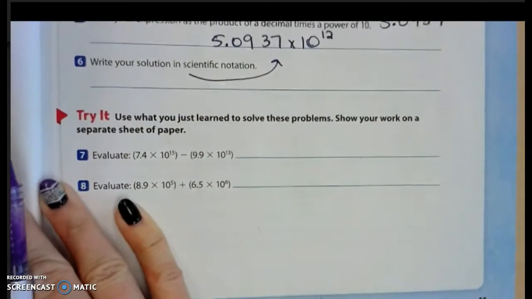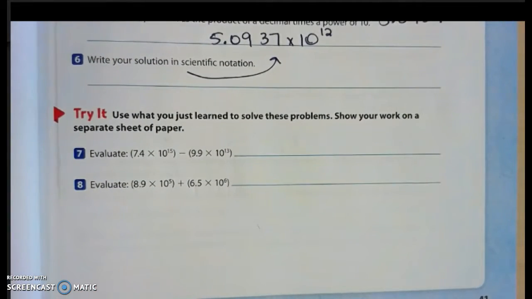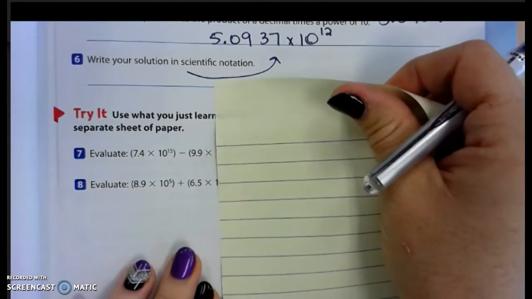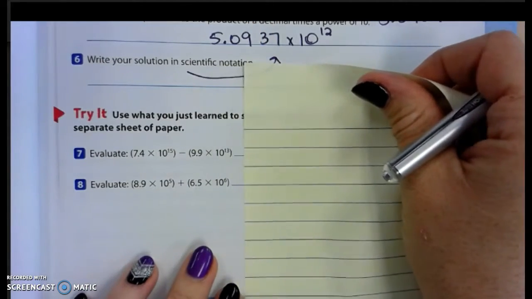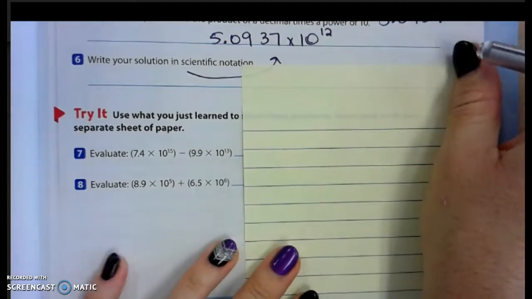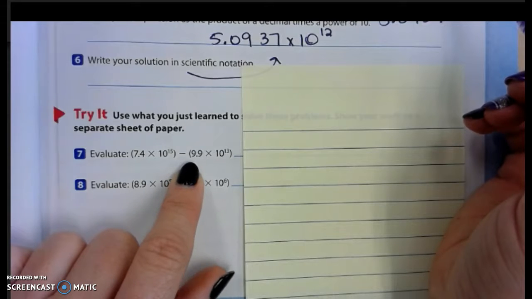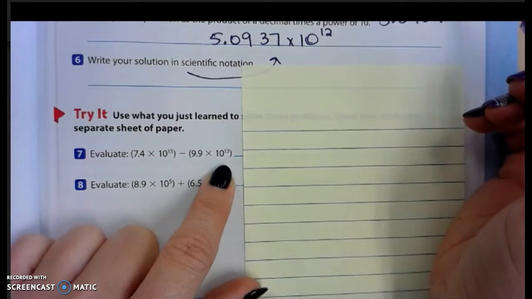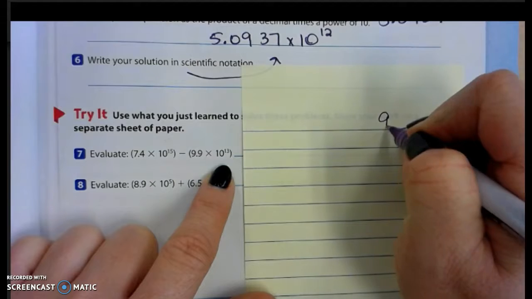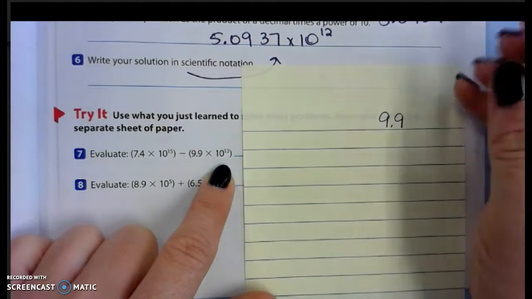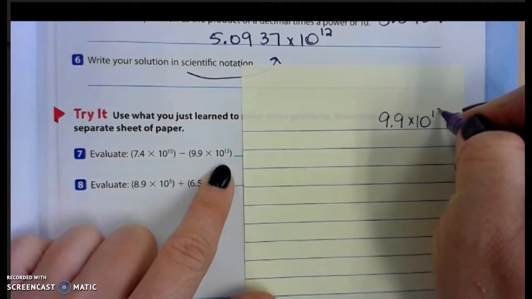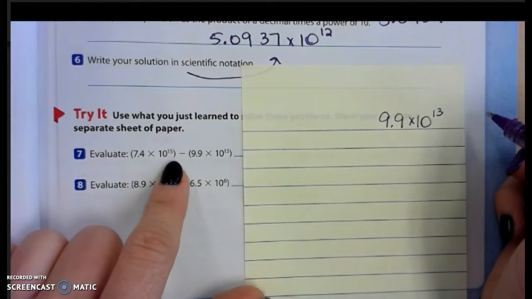Now we have two examples to work. We've got number 7 and number 8. The first one is subtraction. I know this because there's a minus sign in the middle of it. Let me give myself some room to work here. Evaluate 7.4 times 10 to the 15 minus 9.9 times 10 to the 13. The first thing I need to do is make 9.9 times 10 to the 13 have an exponent of 15.